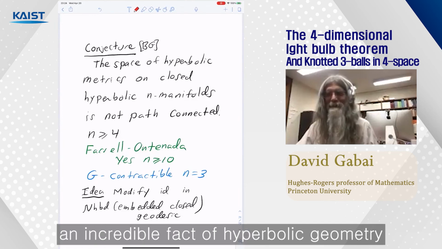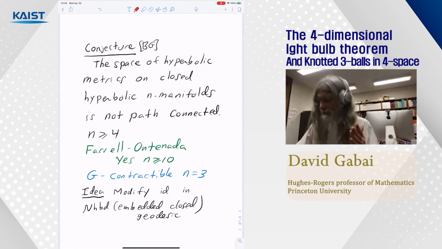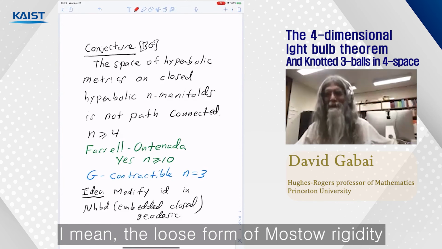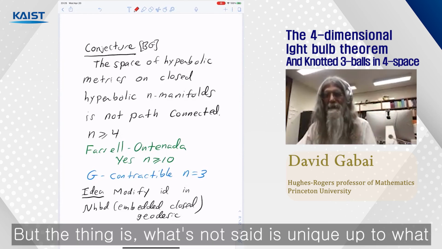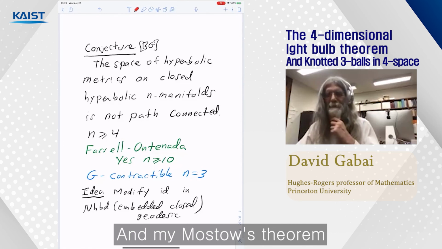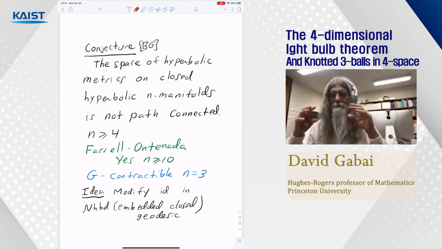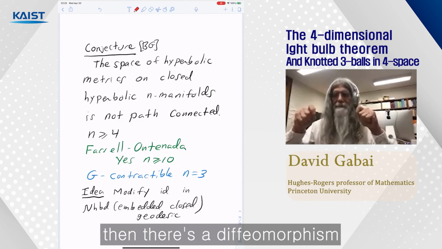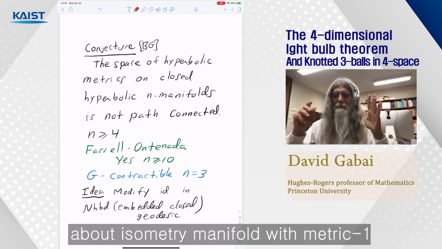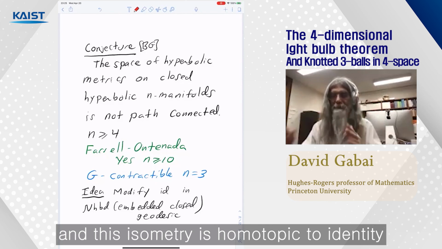One incredible fact about hyperbolic geometry is that, in the loose form of Mostow rigidity, hyperbolic metrics on manifolds of dimension 3 and higher are unique. But what's not said is: unique up to what? Mostow's theorem says that if you have two metrics on a hyperbolic manifold of dimension n bigger than or equal to 3, then there's a diffeomorphism, an isometry, from the manifold with metric 1 to the manifold with metric 2, and this isometry is homotopic to the identity.